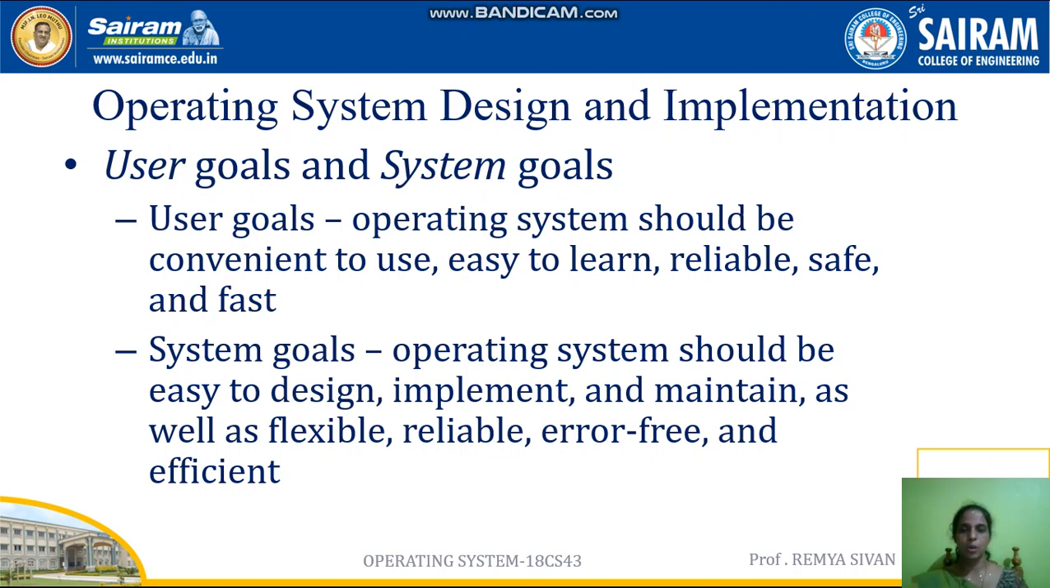User goals and system goals. For user goals, the primary goal is convenience, the secondary goal is efficiency. When you come to system goals, you should think about a reliable, error-free and efficient system.